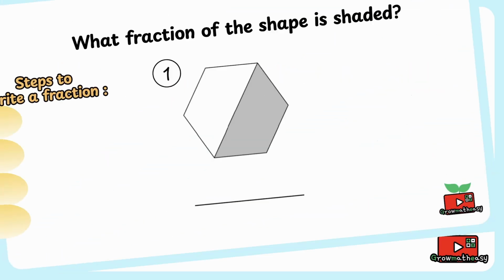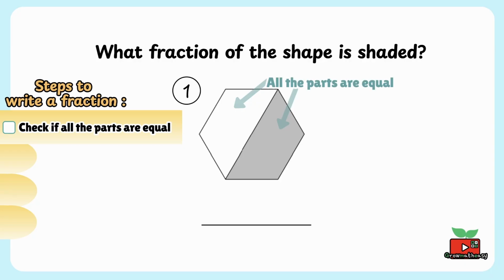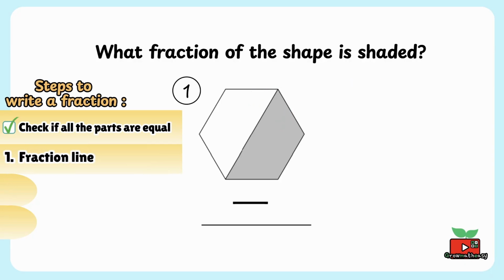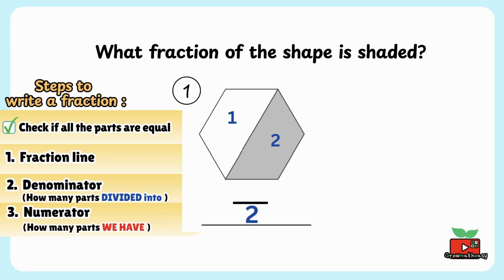Ready to practice? Let's go. What fraction of the shape is shaded? Step 1, we need to check if all the parts are equal. Yes, they are equal. Then we draw a fraction line. Step 2, write the denominator. We count how many parts the shape is divided into. 1, 2. So we write 2 as the denominator. Finally, for the numerator, we count how many parts we have. It's 1. So the answer is 1/2.